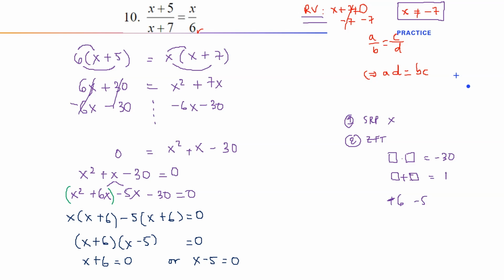So we set x plus 6 equals 0, or x minus 5 equals 0. This one we're using the zero factor theorem. We subtract 6 from both sides, we have x equal negative 6. And we add 5 to both sides, we have x equal 5.